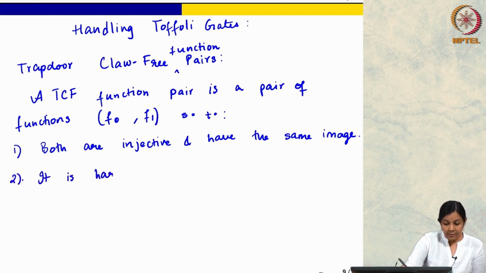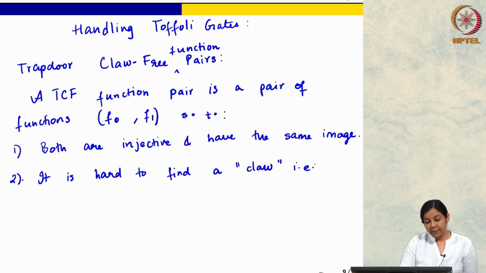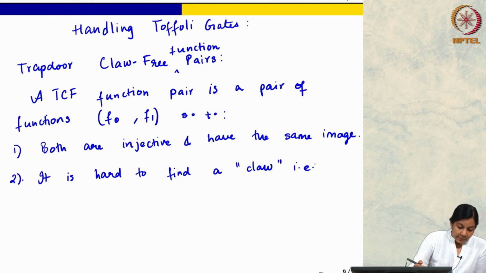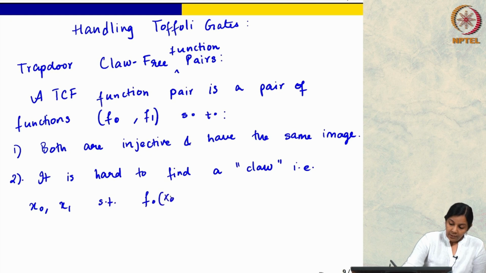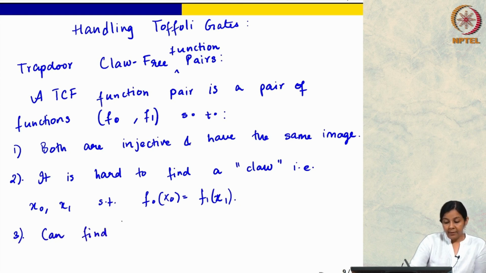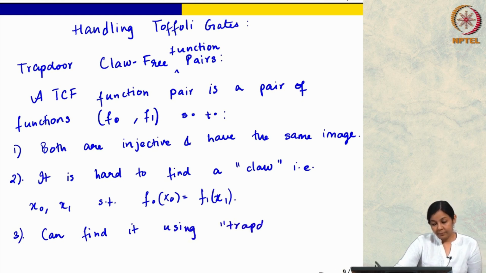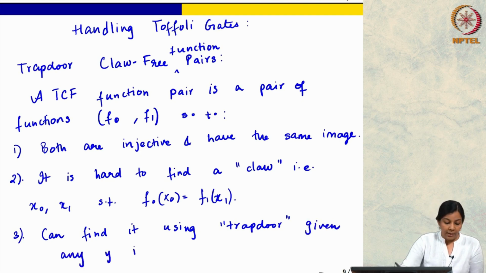It is hard to find a claw, that is, some x0, x1 such that f0 of x0 is equal to f1 of x1. But you can find it using a trapdoor, given any y in the image.